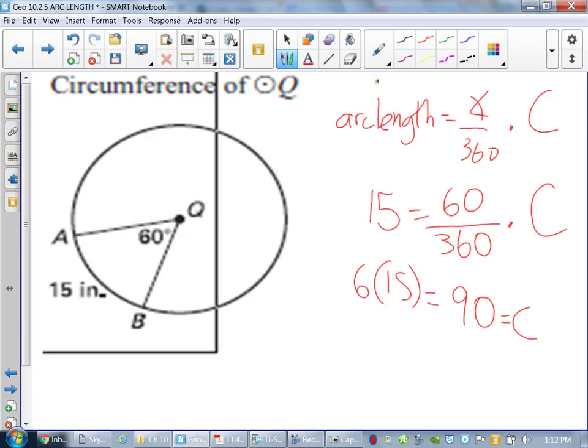What's wrong, Phil? 60 over 360 is 1/6. The reciprocal of 1/6 is 6. Hey! You're back! We missed you. You all right? Oh, lights out.